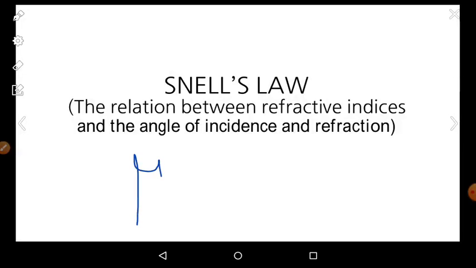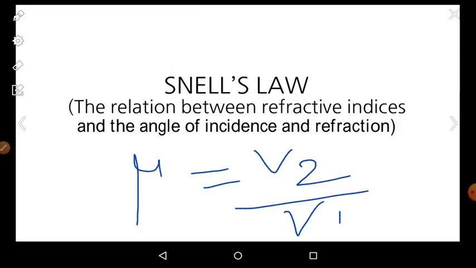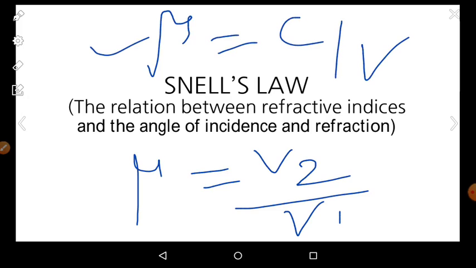In the previous lesson, I explained the refractive index of the given material is the ratio of the two velocities in the given two materials, V2 divided by V1. This is the relative refractive index between the two materials. And if you consider the light propagating from air or vacuum to any other material, refractive index of that material, mu, is C by V. This is absolute refractive index and this is relative refractive index.